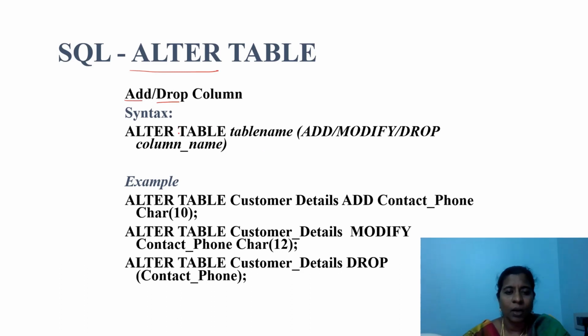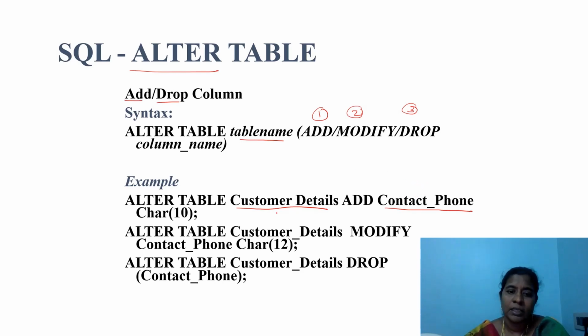So the syntax is alter table, table name. So which table you wanted to alter, that has to be mentioned. Then you have to mention whether you wanted to add or modify or drop. That means you can add new columns, you can drop a column which is already there, or if you wanted to modify the data type or the size, that is possible. So here we are adding a new attribute called phone number. So alter table, table name. So here the table name is customer details. To that customer details, we are adding a new attribute called phone number.